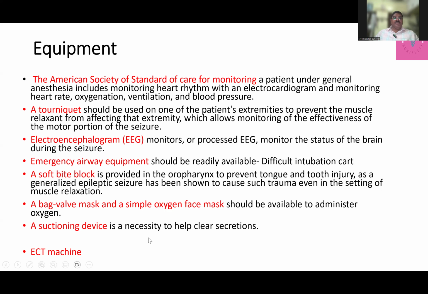A bag and mask and a simple oxygen face mask should be available to administer oxygen. And a suction device is a must, because a lot of secretions will occur and there is more chance of aspiration. So we have to see that the suction device is present during anesthesia for ECT. And finally, the ECT machine which delivers the shock.